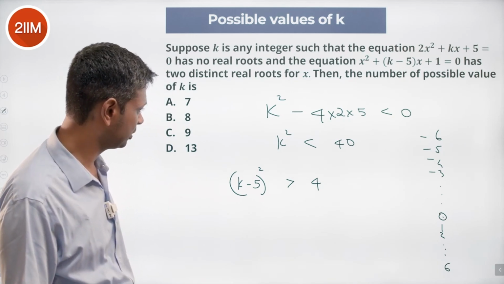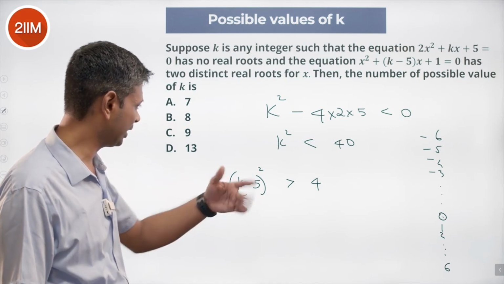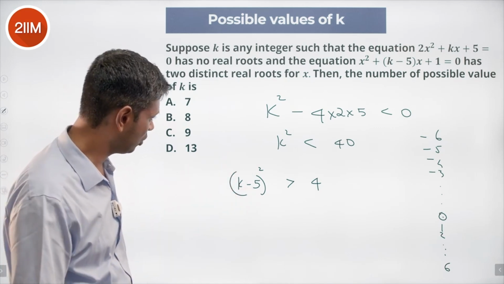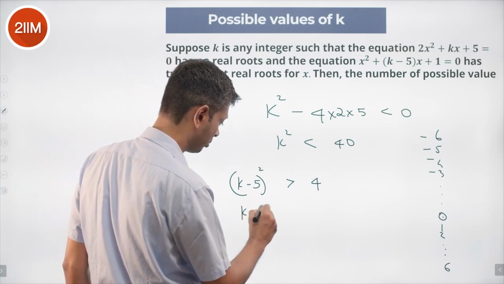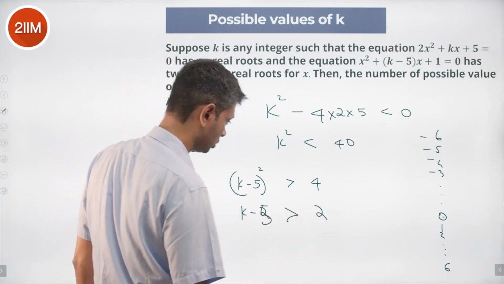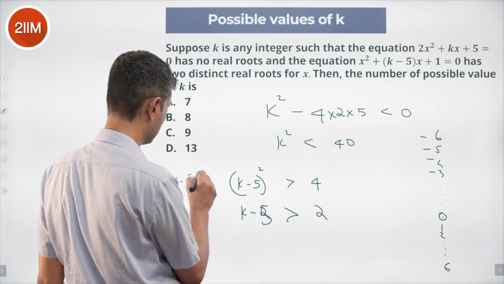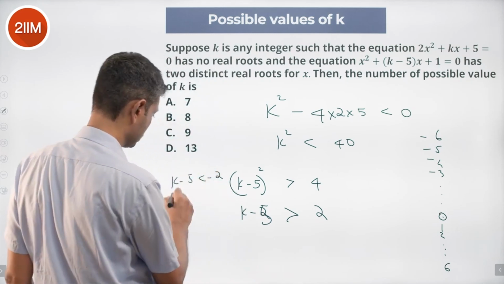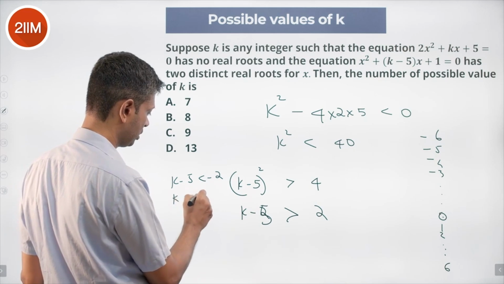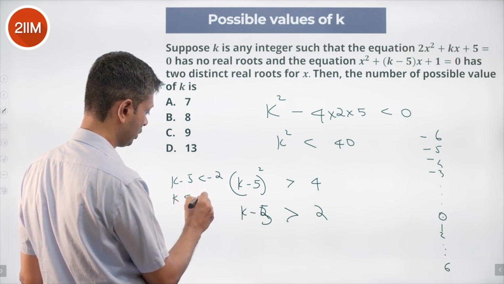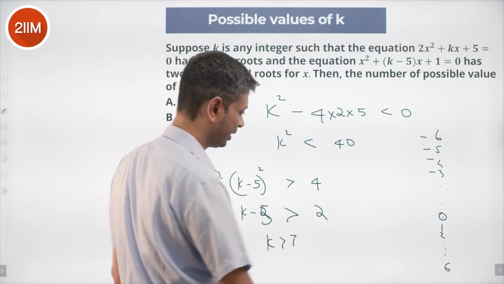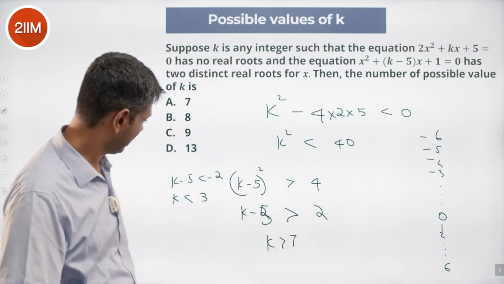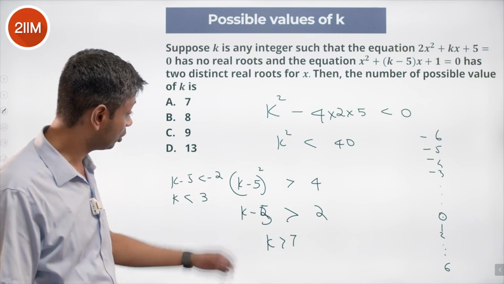We have to simplify this. I think we can even substitute from there and then try it out. (k minus 5) whole square greater than 2, so k minus 5 should be greater than 2 or k minus 5 is less than minus 2. K less than minus 2 plus 5, less than 3, or k greater than 7. K greater than 7 won't work. K less than 3 will work. K equal to 3 won't work.